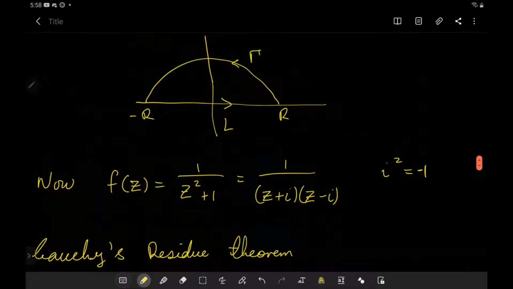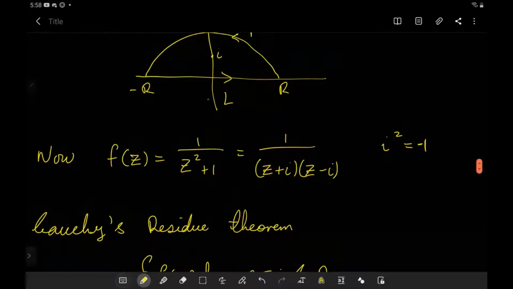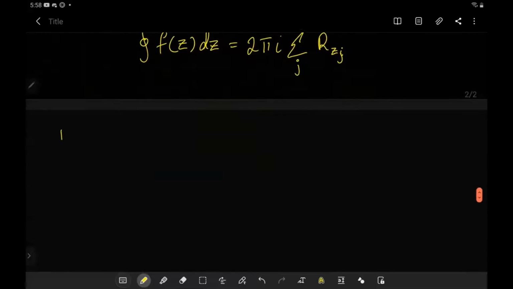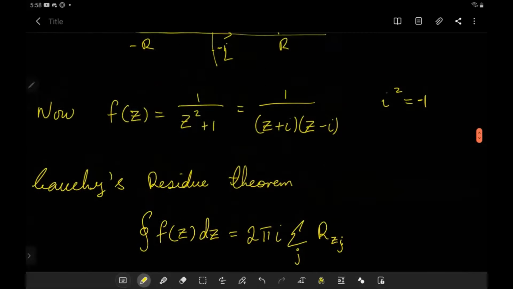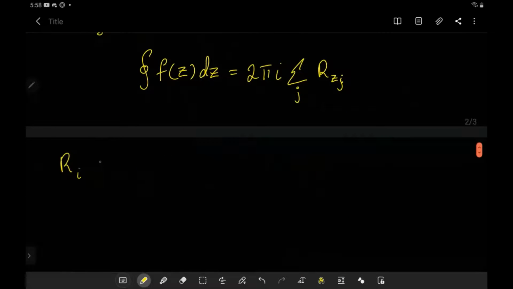However, we only have to calculate the residue at i, since we only consider the upper half plane. Negative i will be somewhere here, which is in the lower half plane, but we only consider the upper half plane. So the residue at this simple pole, this is a simple pole because it is only of the power 1, is given by, so I'll write the residue at i, is equal to the limit as z approaches i of z minus i times f of z.